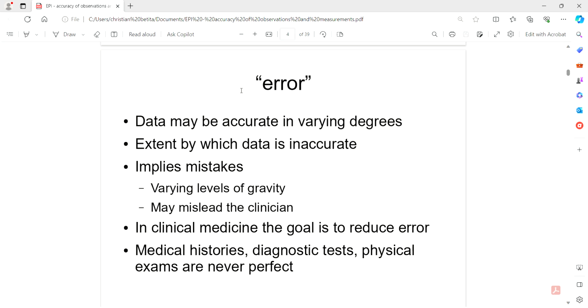Medical histories, diagnostic tests, physical exams are never perfect, especially our diagnostic tests. So we need to determine or discern whether or not the diagnostic test is telling us what it's supposed to tell us and whether or not we can use this information at all. And how are we going to apply or use this information?